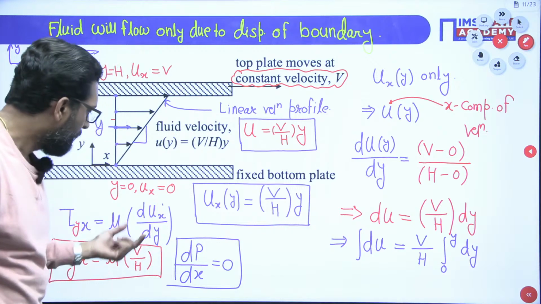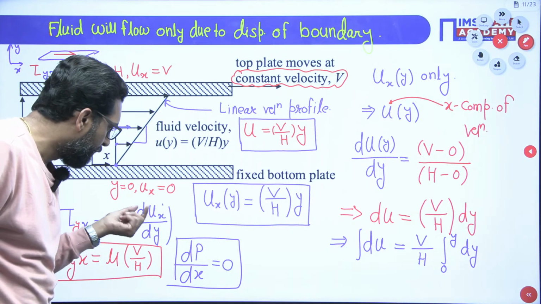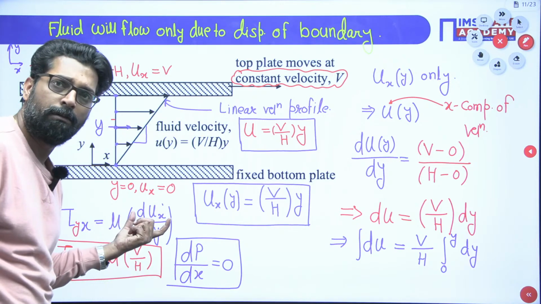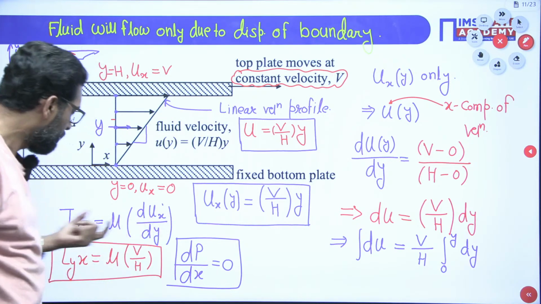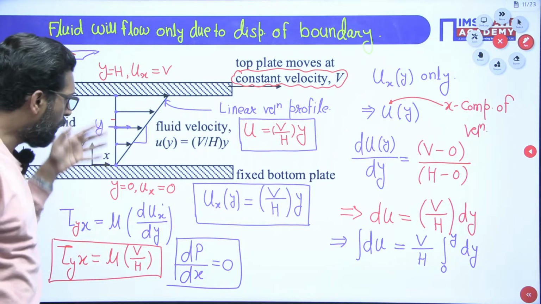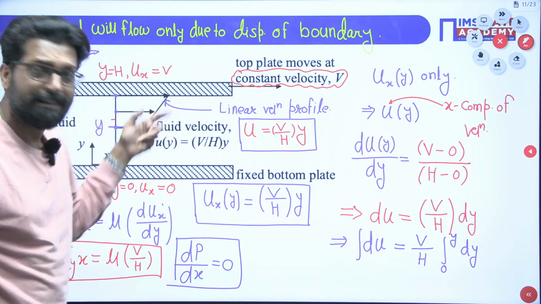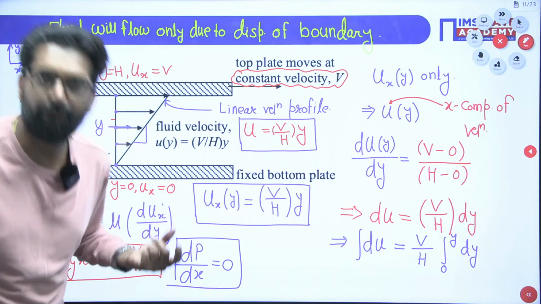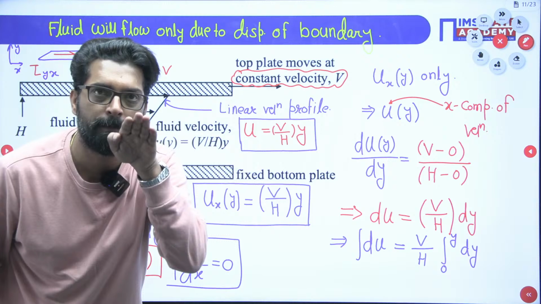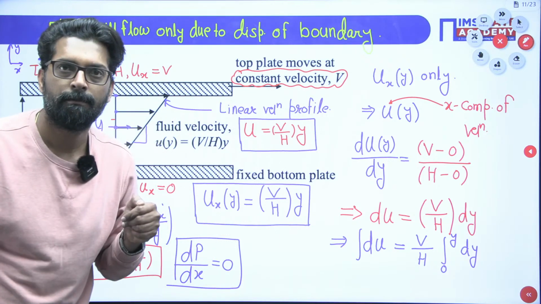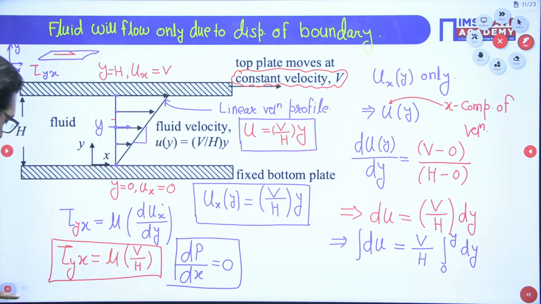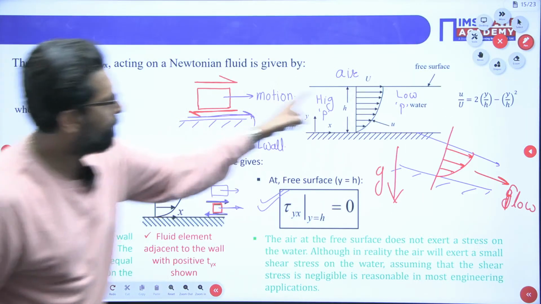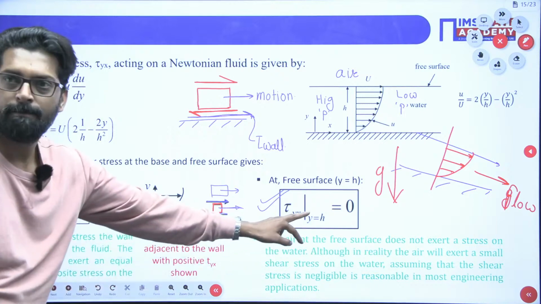See, my dear, if the velocity is constant, the gradient is 0. If the gradient is 0, shear stress is 0. So if all the layers have the same velocity, there is no meaning of shear stress. Shear stress is 0, like at a free surface. At the free surface, there is no shear stress.